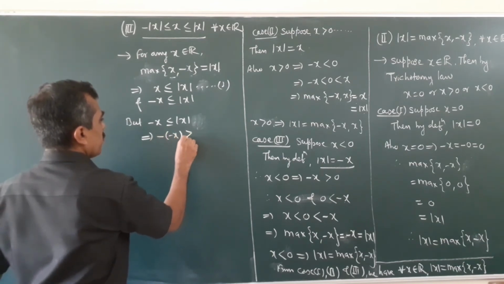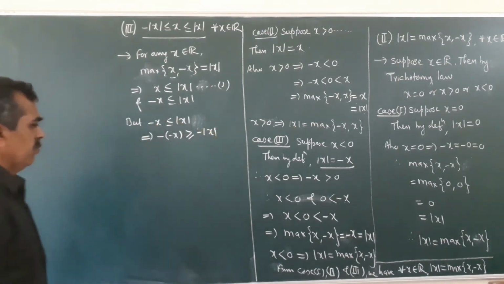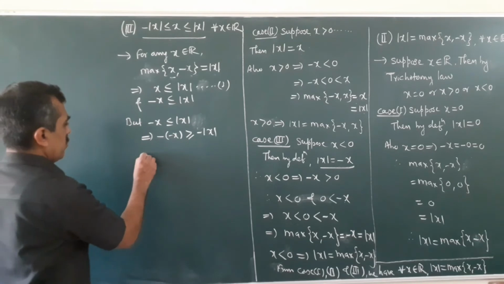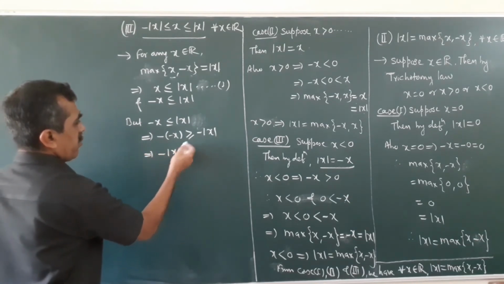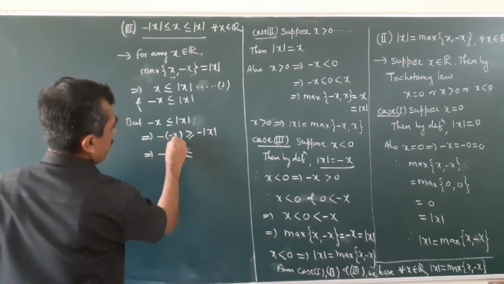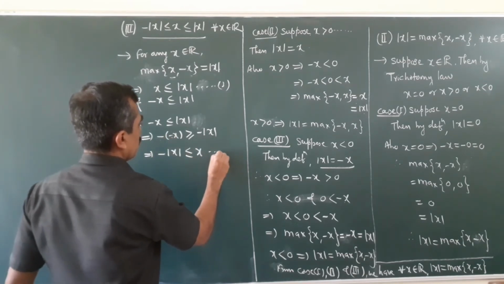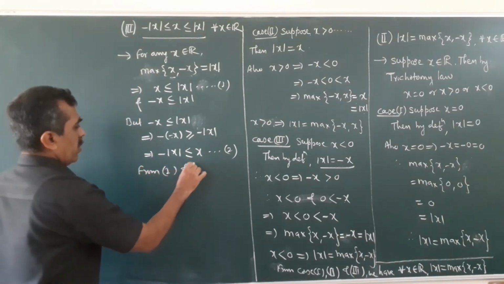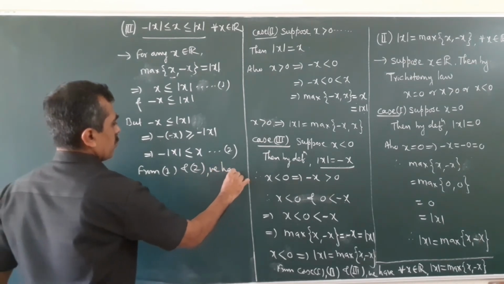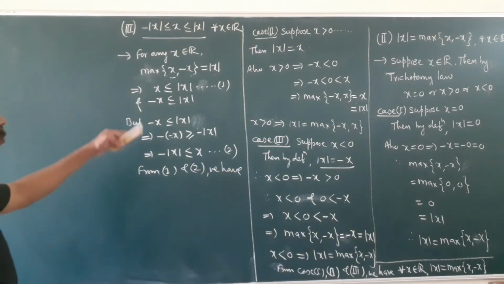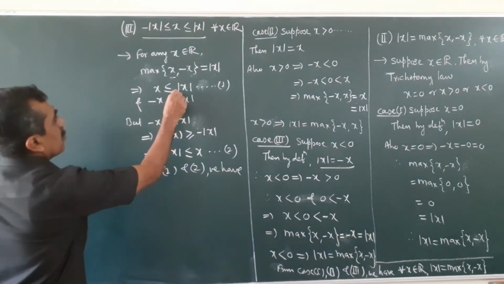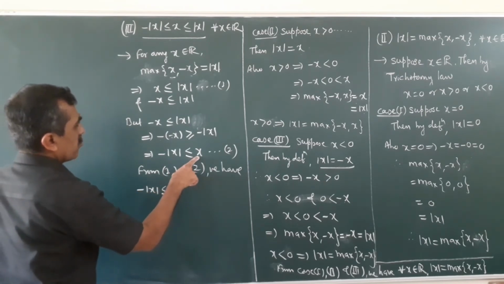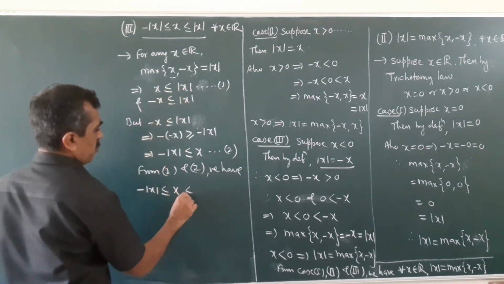So what I will get is minus of minus x is greater than or equal to minus of mod x. So this implies, writing from this side, minus mod x is less than or equal to minus of minus, which is plus x. Now just observe 1 and 2. From 2, minus mod x less than or equal to x, and from 1, x is less than or equal to mod x.